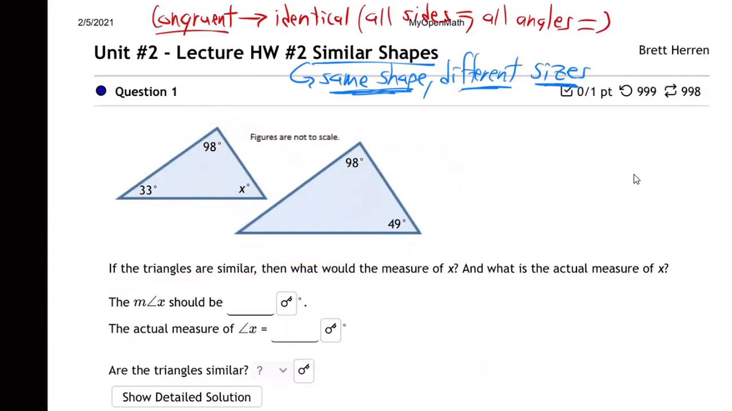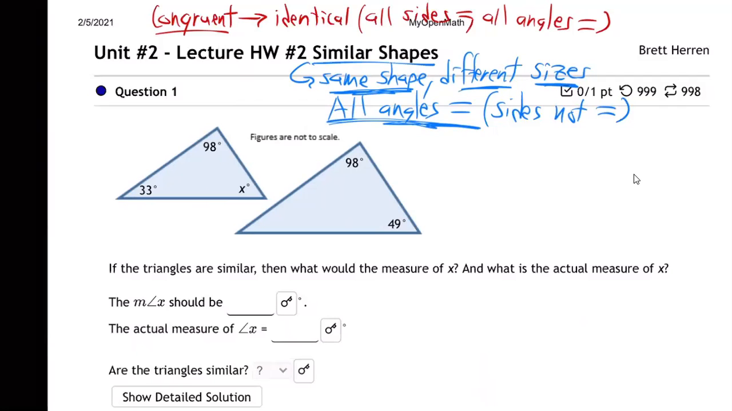Now, what does it mean when they're similar? All the angles are equal. Sides are not equal. So the angles are equal, but the sides are not. That's what it means for two triangles to be similar. The angles are equal, but the sides are not. Now the sides are proportional. We'll get into that a little bit later by the end of our time on questions 6 and 7.